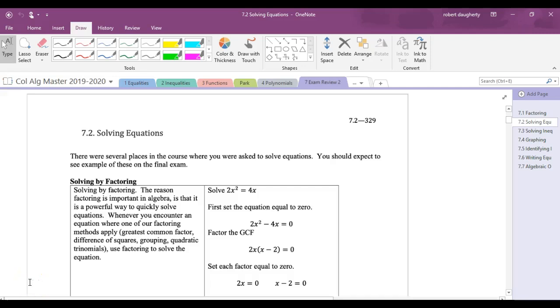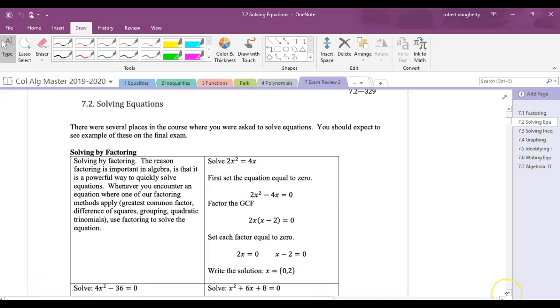Okay, 7.2 in the review. This is a huge section, okay? Probably one of the core things we did this semester was solving equations. We did a lot at the beginning, but then it came back several times in the semester. So every time we solved an equation, and we solved many different kinds, they're all going to show up on your test, okay?